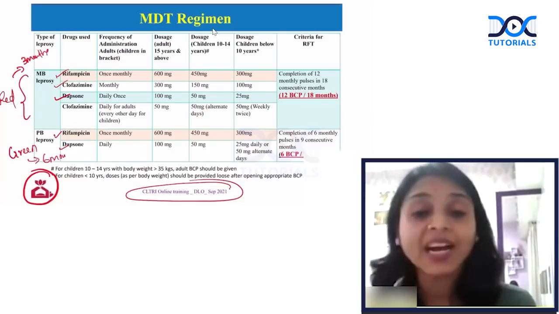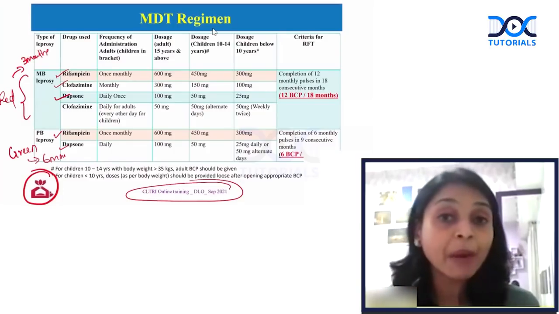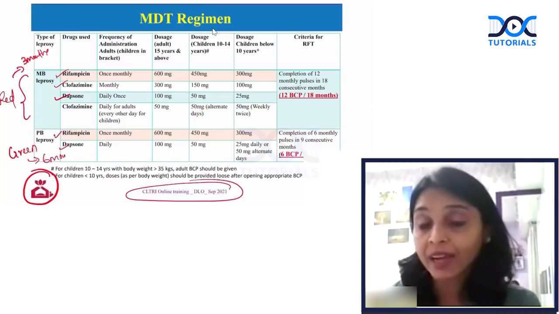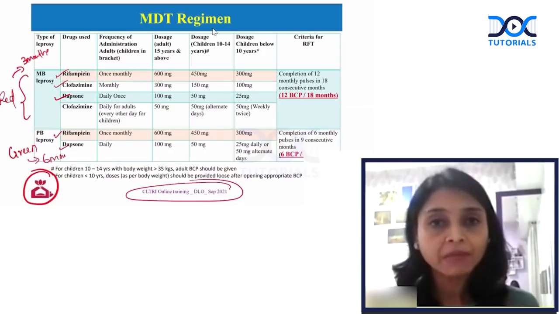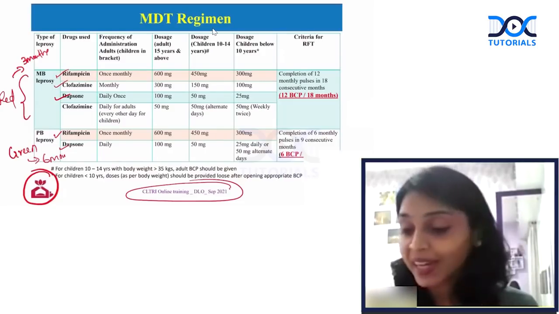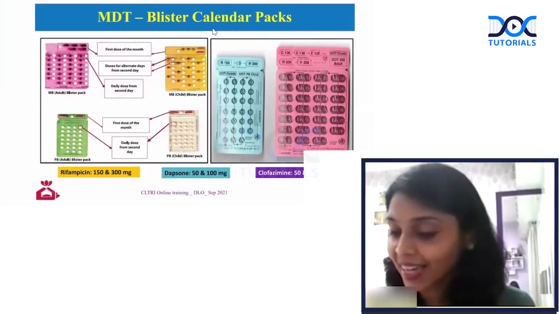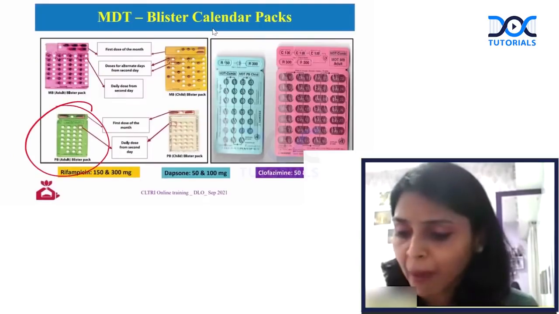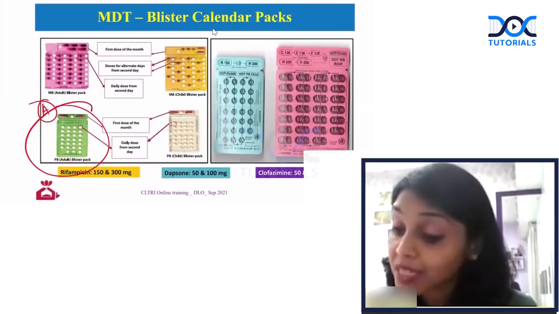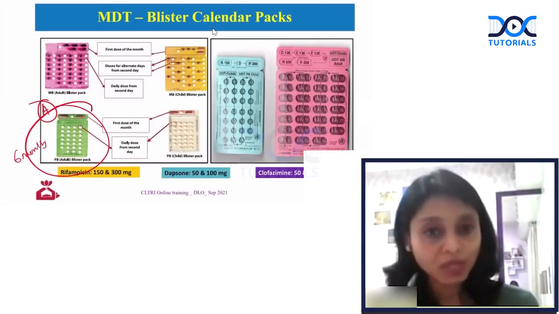So what is the answer? They haven't said anywhere that they're asking as per the WHO. It's simply what you're following in India. So what are you following in India? For paucibacillary, you are giving this green kit, which was marked as A, right? For 6 months, since this is a case of paucibacillary.